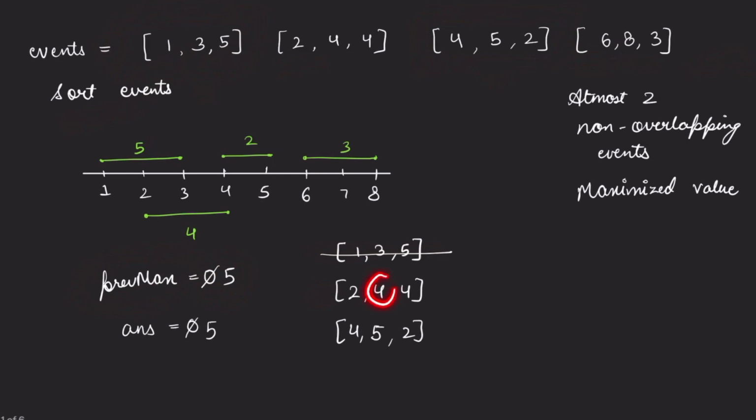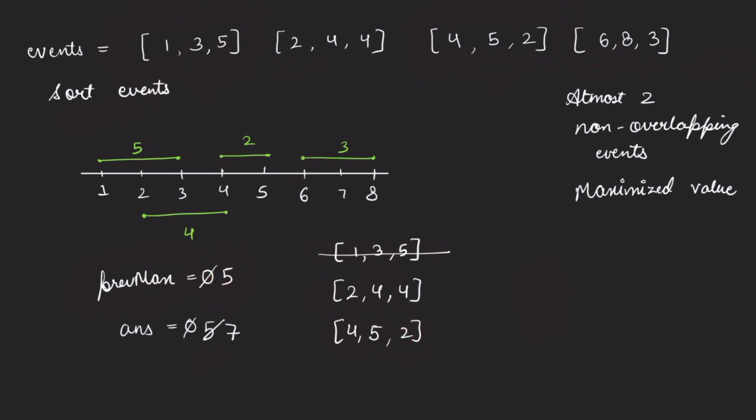Now here the end time is 4, the start time is 4. So these two are overlapping, so we cannot consider them, right? So whatever is the previous maximum and whatever is the current event's value, we will add. So it will be 5 plus 2, 7. 7 is greater than 5, so the answer will be updated to 7, right?